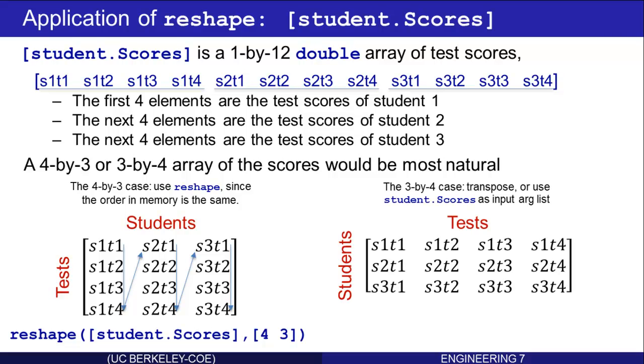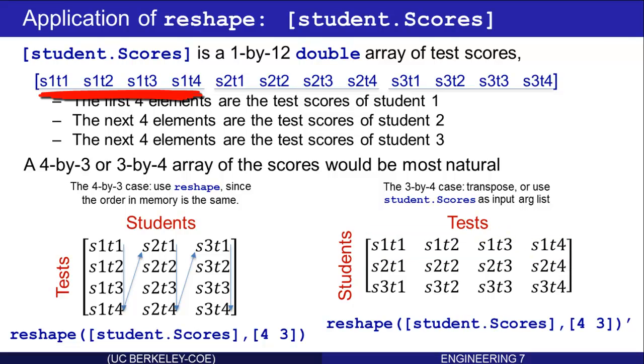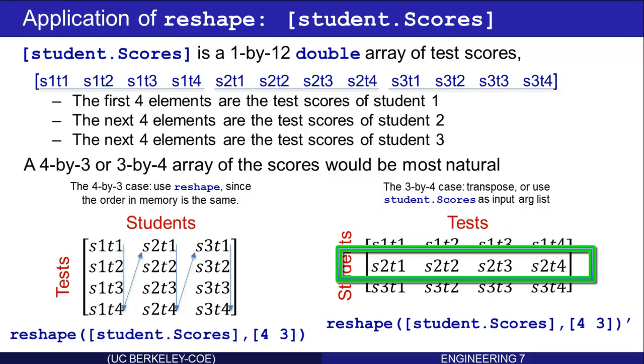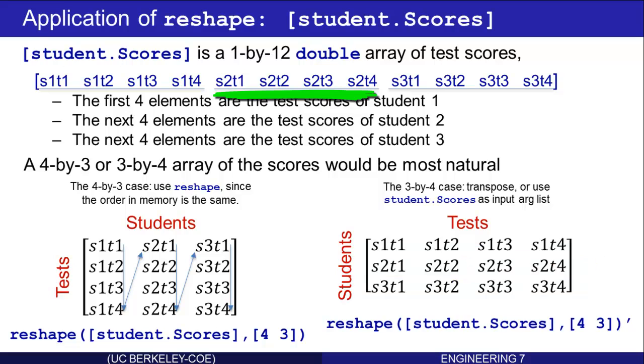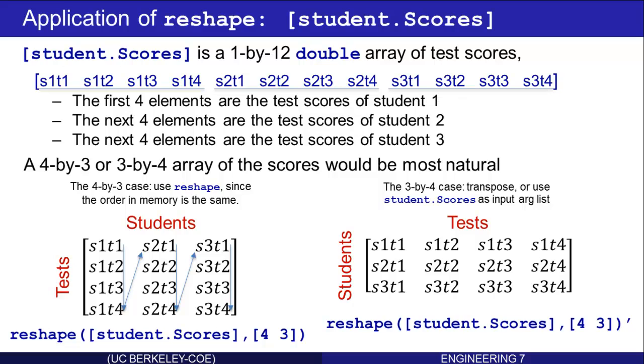The other orientation is a little bit different. First, it can be obtained simply by transposing the result we just obtained. But it can also be obtained in a more simple manner. Notice that the first row is simply the scores of student 1. The second row is the scores of student 2. And finally, the third row is the scores of student 3. Therefore, this is a vertical concatenation of the individual score vector from each student.